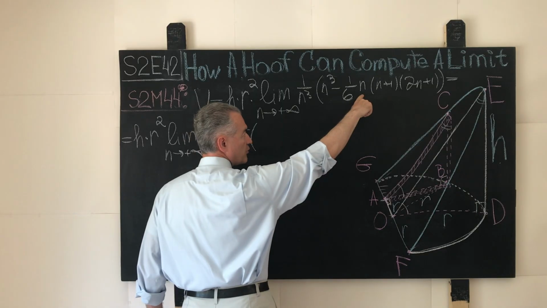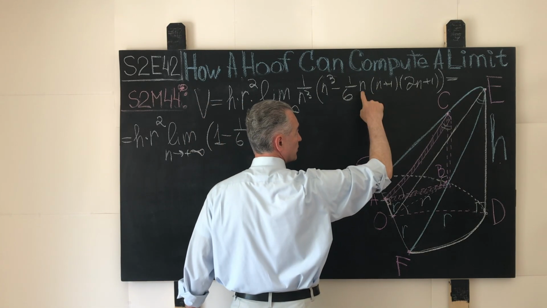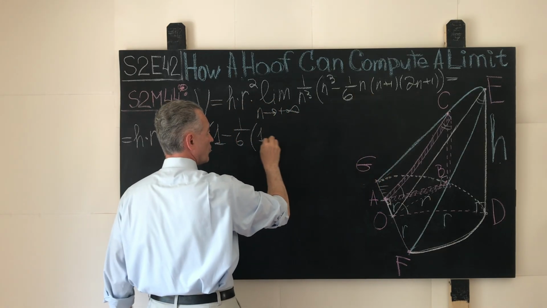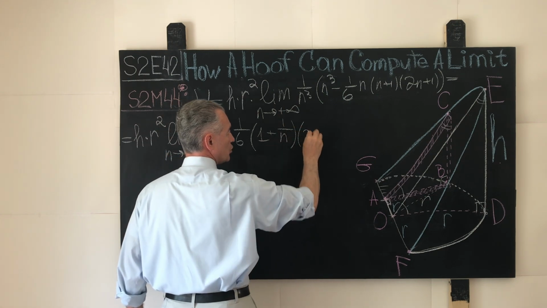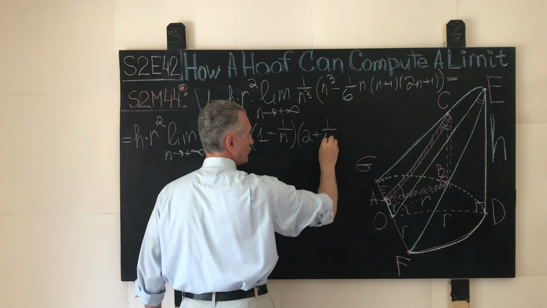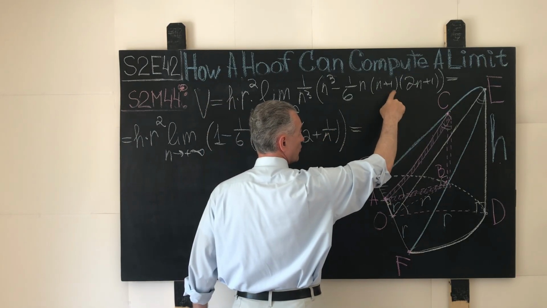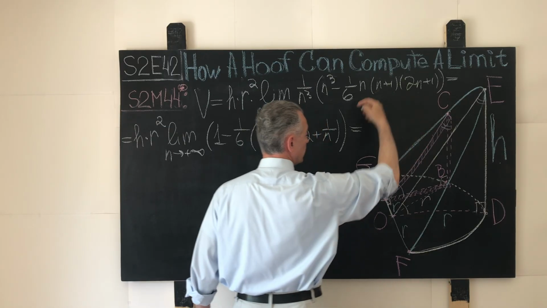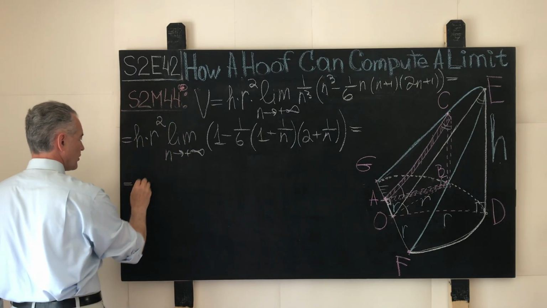One copy of n is gone, another copy goes over here, another copy goes over here. N cubed, everything is good. So we have 1 plus 1 over n times 2 plus 1 over n. It's that straightforward, no complications. Divide both summands here by n, divide both summands over here by n, and this is what we have. Now let's keep moving on.